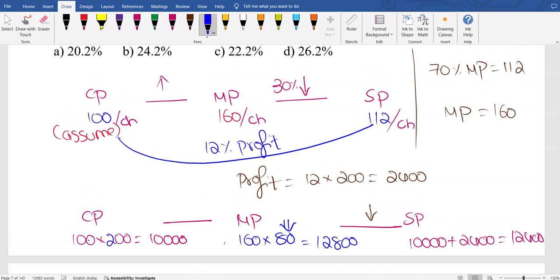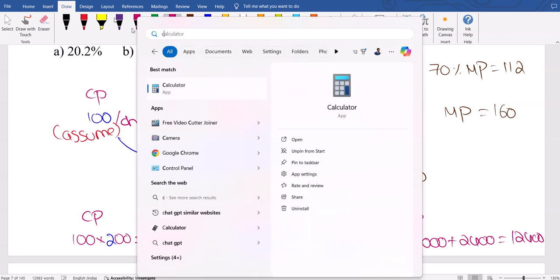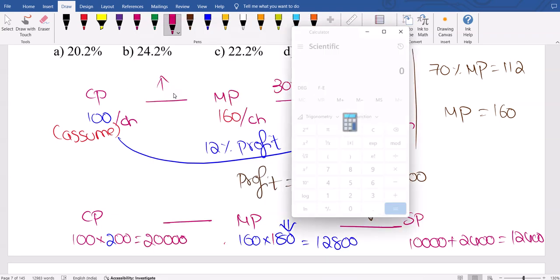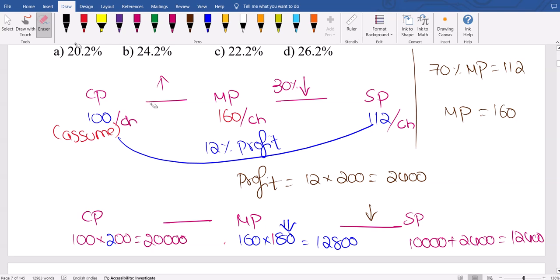So 20,000 is the overall for 200 chocolates. See, a small mistake, see what's happening. This is into 180. Agreed. So we can go with 160 into 180. The procedure everywhere we are doing is correct, no problem. So it becomes 28,800.